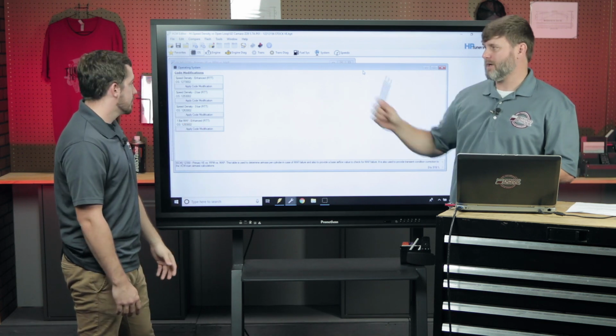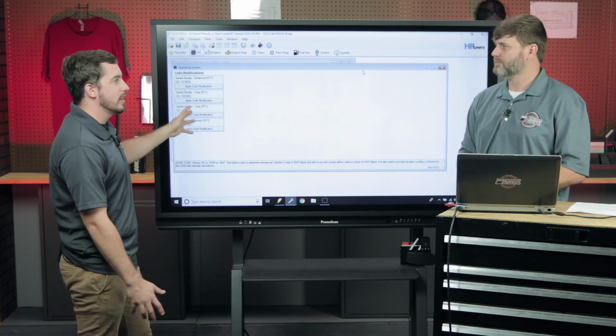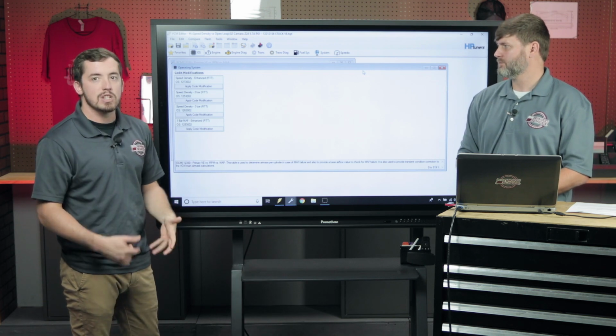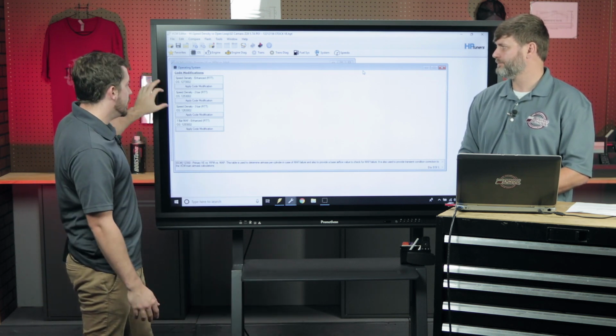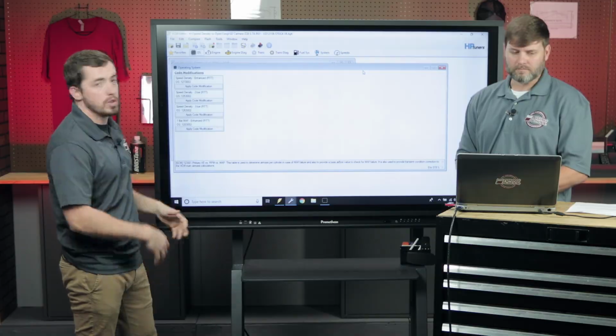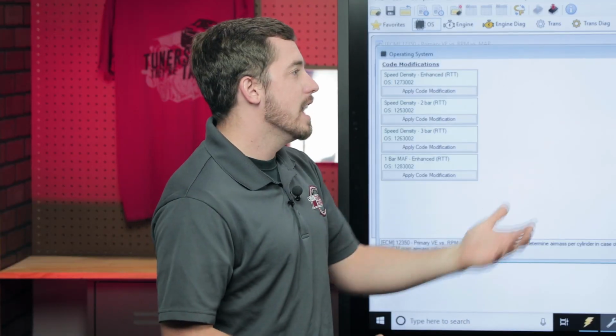More of in a race application is when you would upgrade. Exactly, because this is specifically for boost, right? Because a naturally aspirated engine's only going to read to 100 kPa. So the only reason you need to read to 2 or 3 bar, which would be 200 or 300 kPa, is when you have boost, right?